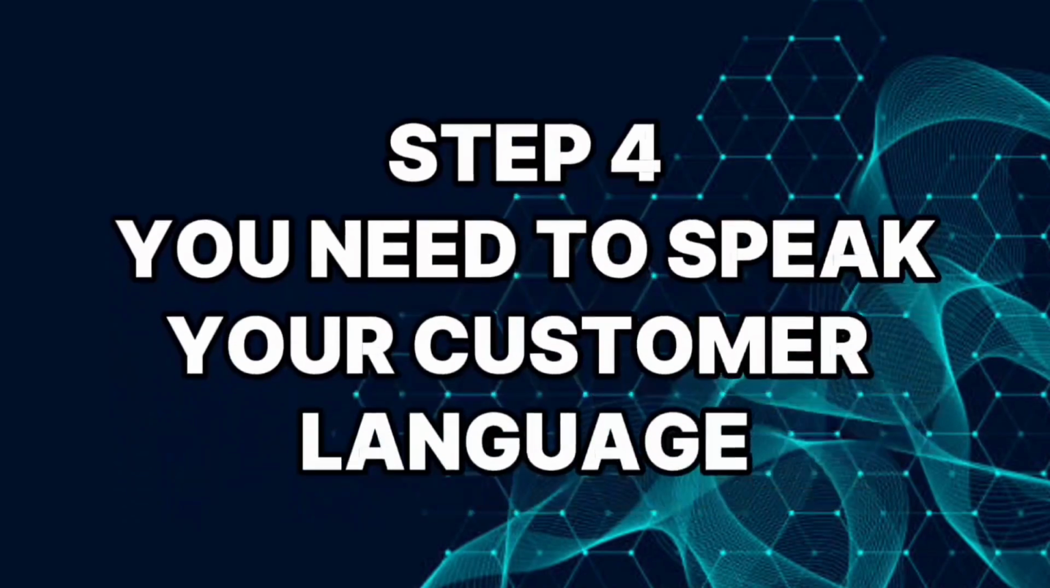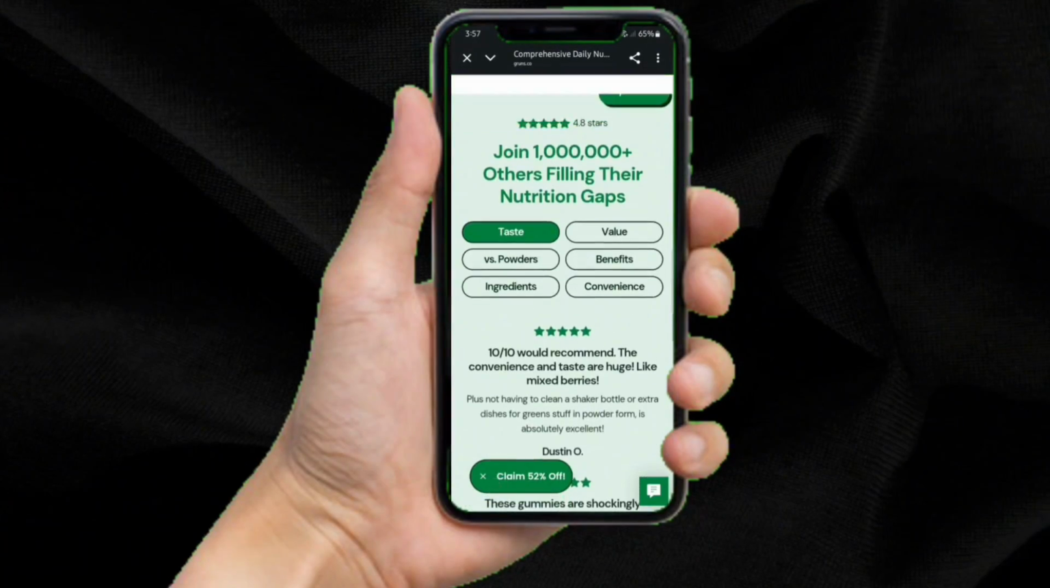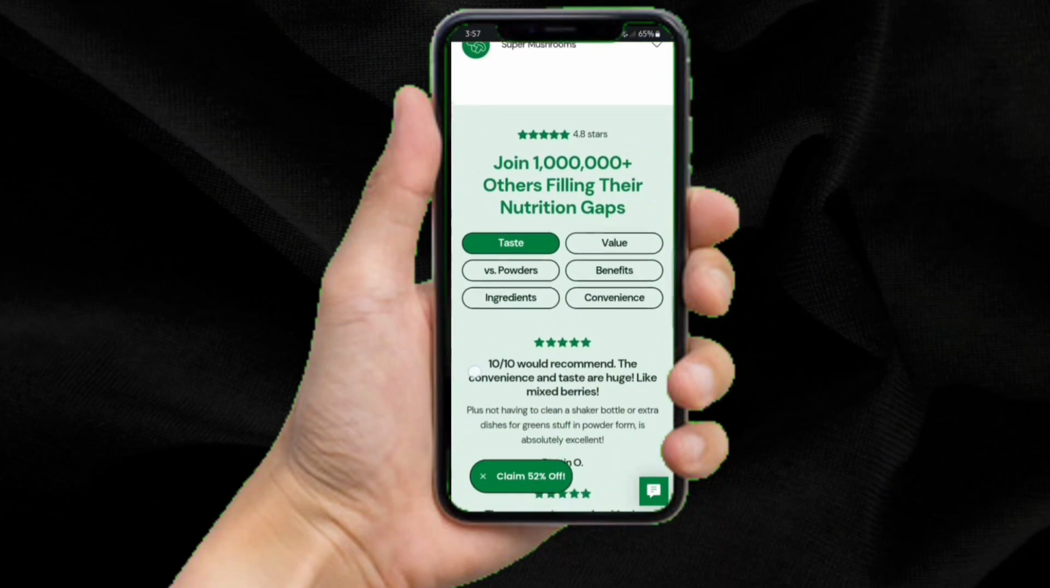Now step 4 is that you need to speak your customer's language. Once you have a compelling offer, you need to communicate it in a way that resonates with your specific audience. Different customers are motivated by different things. Some customers need heavy social proof, for instance. They want to see tens of thousands of other people that have bought and love your product.